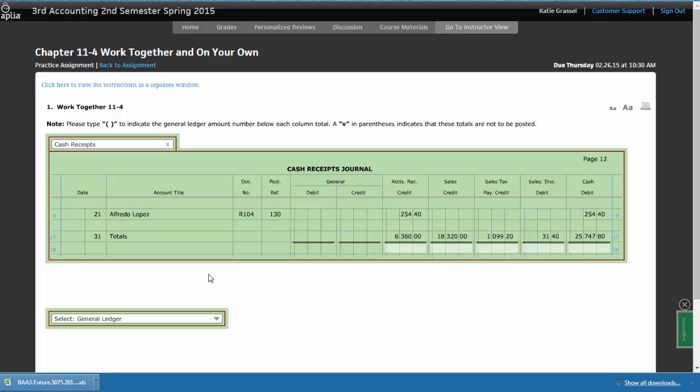Yeah, Alfred Lopez. I posted this $254.40 to my subsidiary ledger under Alfred Lopez. Would you agree? Do I need to go up further? Oh, over. Sorry. Would you agree? Now, I also need to post this total, though, but where is this total going? It's not going to Alfred Lopez. It's going to the controlling account, accounts receivable.